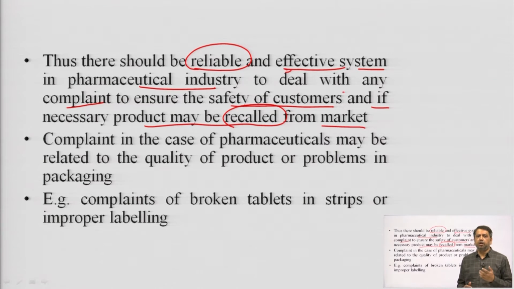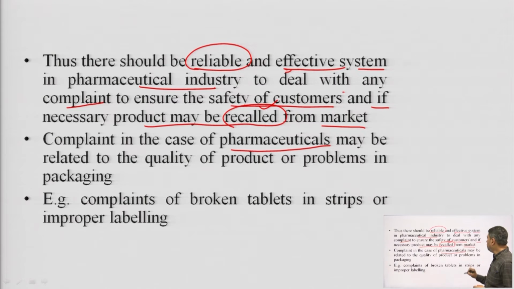Every complaint may not be genuine, and in those cases the company may close their cases and the product remains in the market. But there is also a chance that the complaint is genuine, and in those cases the product is recalled from the market as well. But all these things can only be done through a proper complaint management system that has to be inside the pharmaceutical companies.